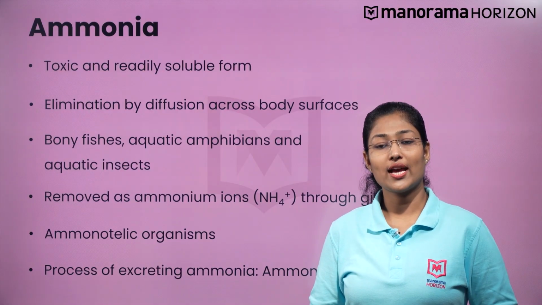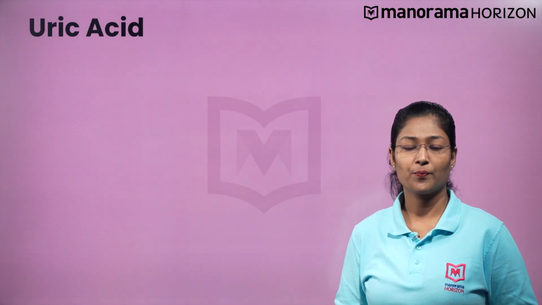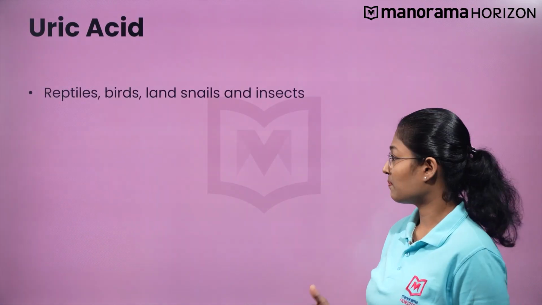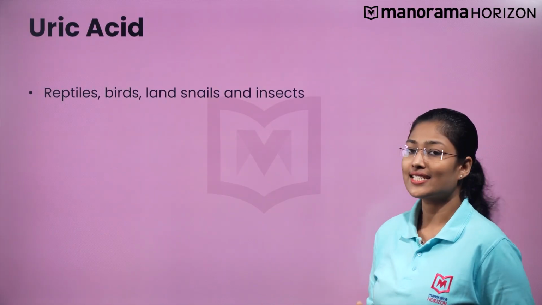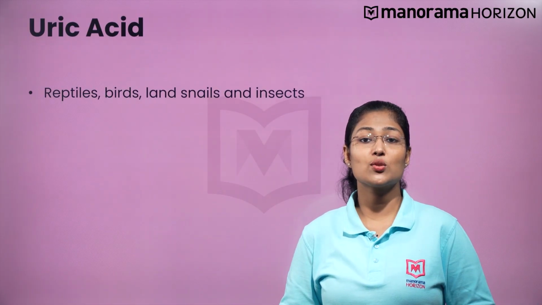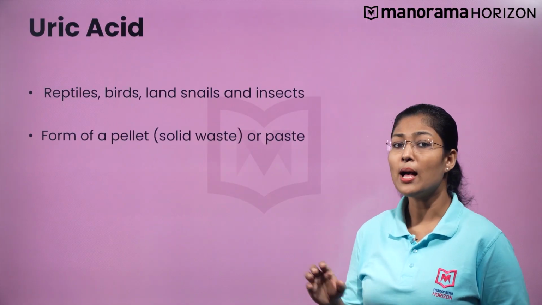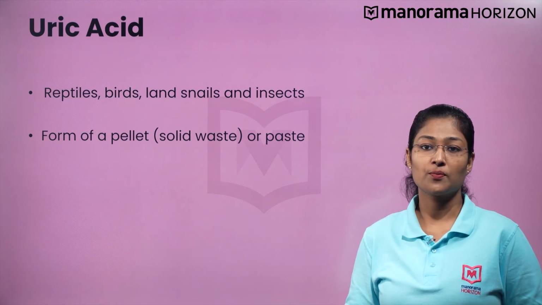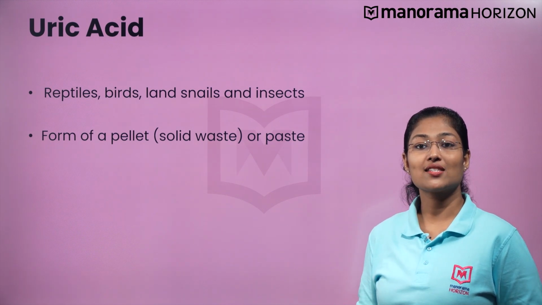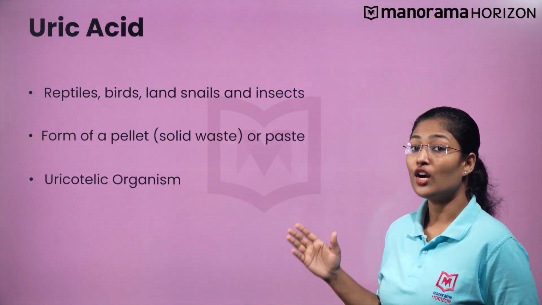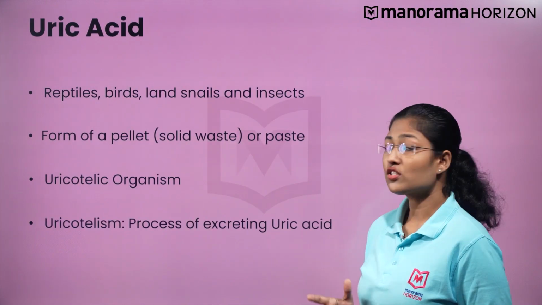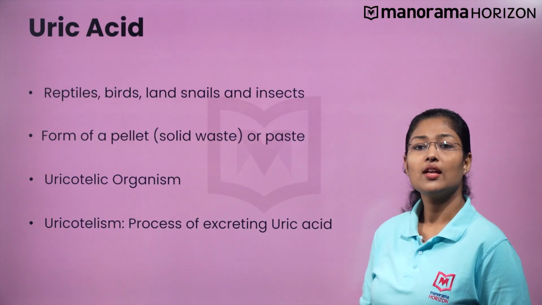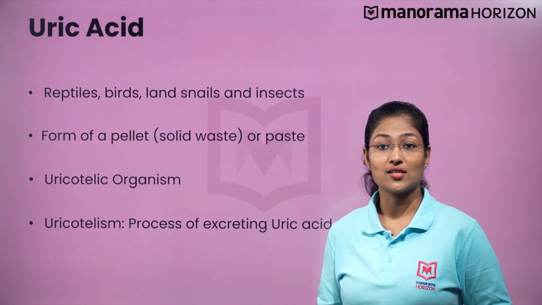Some other organisms excrete uric acid. So can you guess the different animals which excrete uric acid? Reptiles, birds, land snails and insects excrete nitrogenous waste as uric acid in the form of a pellet, that is a solid waste form or a paste with a minimal water loss. The organism that excretes uric acid is called a uricotelic organism and the process of excreting uric acid is called uricotelism. The next kind of nitrogenous waste is urea.